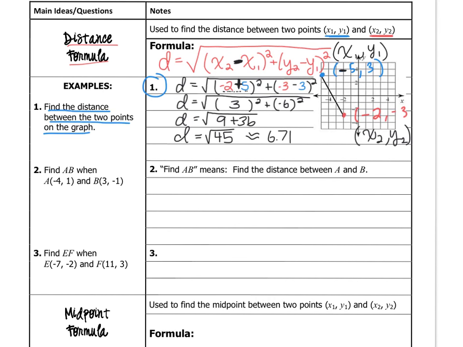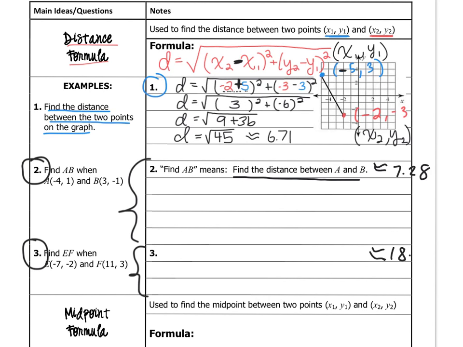So go ahead and take a moment and try out these two questions here. Show your work in the space provided. The answer to number 2 is the distance between A and B is approximately 7.28. And the distance between EF for number 3 is approximately 18.68.